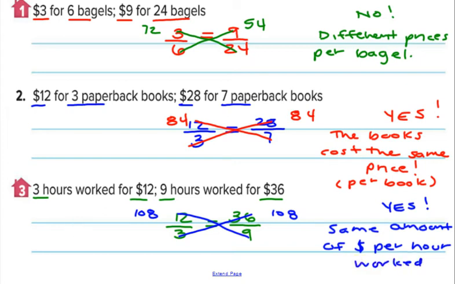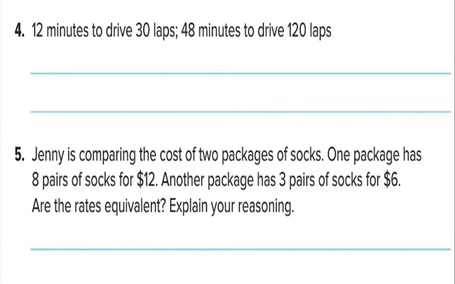Okay, so go ahead and check your answers. Pause the video if you're not done yet. So for the first one, you should get no, they are not equivalent, so they are different prices per bagel. For the second one, you should get yes, they are equivalent because you're paying the same price per book at both places. And for the third one, yes, they are equivalent because you're getting the same amount of money per hour that you work.